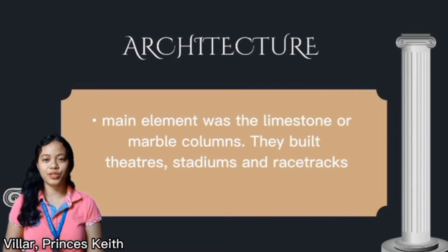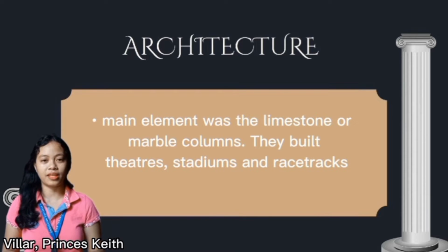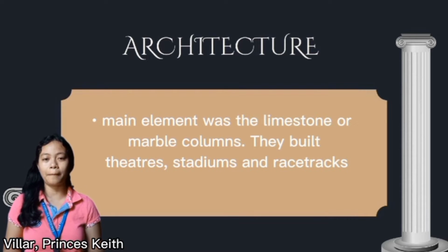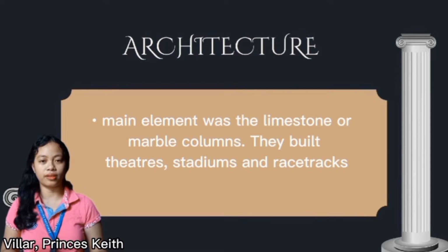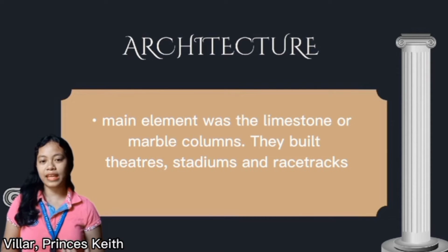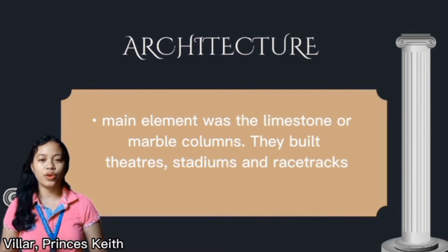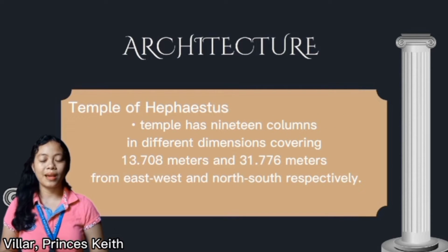So, architecture. The main element was the limestone or marble columns. They built theaters, stadiums, and racetracks. But the most important component was the temple that guarded the divinity statue. Its temples were rectangular and had rooms with the image of a god. The columns had to have three parts, the architrave, the frieze, and the cornice, and enjoyed great proportions and harmony. For example, the Temple of Hephaestus, Agora.